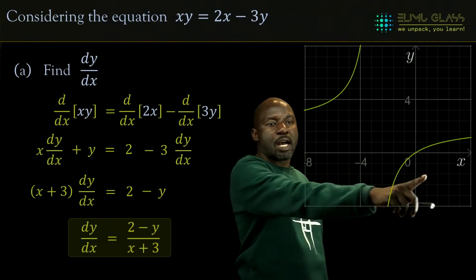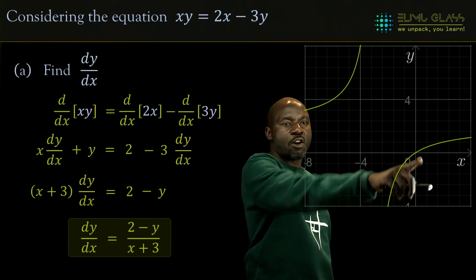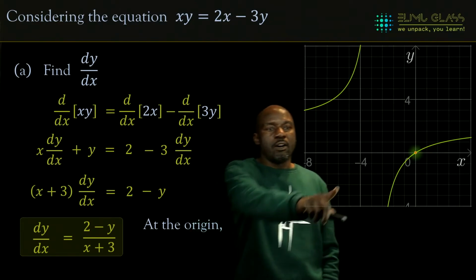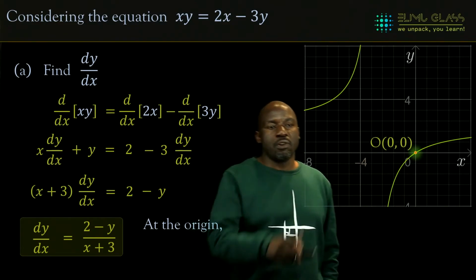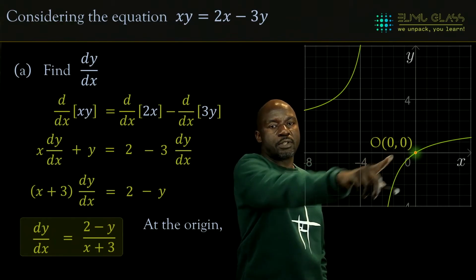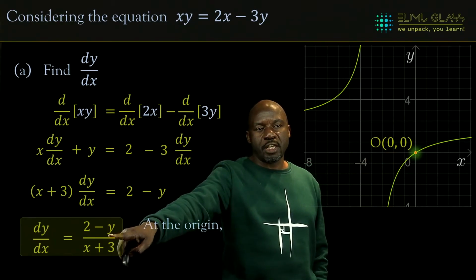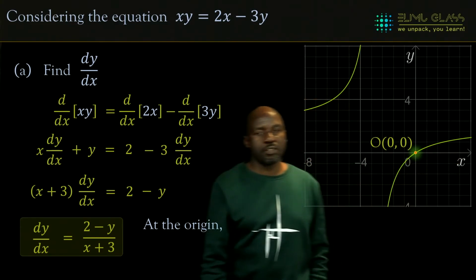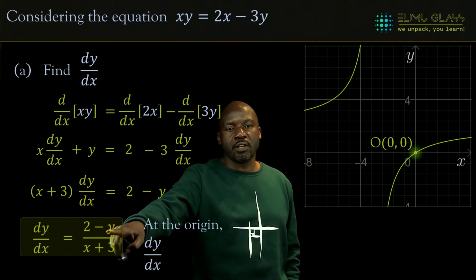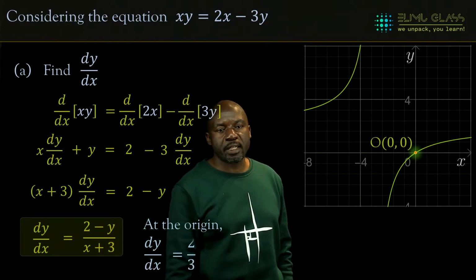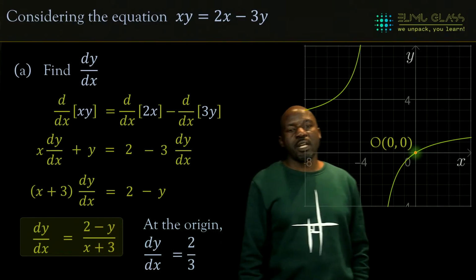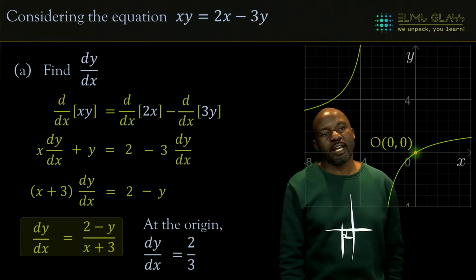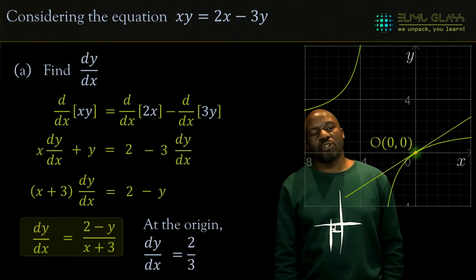So for example, if we look at the origin, the coordinates are (0, 0). If we substitute those coordinates onto our derivative function, then we should be able to find the gradient of this curve at the origin. So at the origin, if you substitute 0 for x and 0 for y, we get the gradient to be 2/3, which tells me that the gradient of the curve at the origin is 2/3.